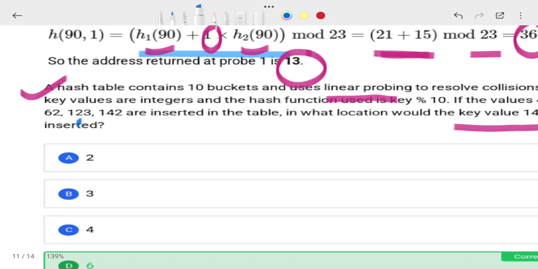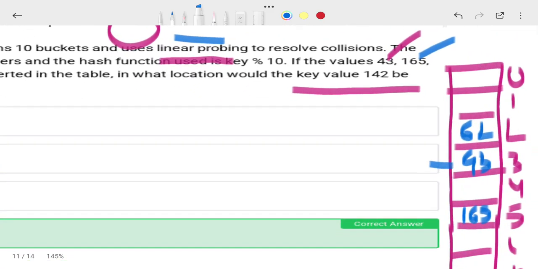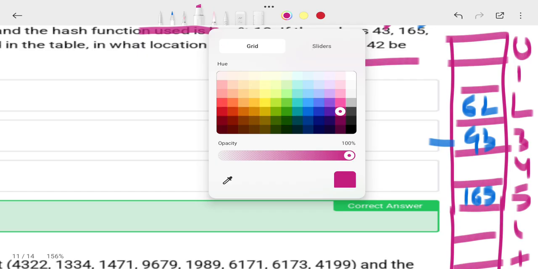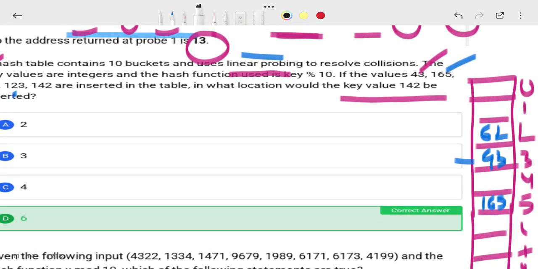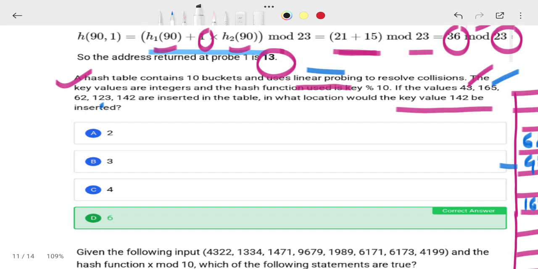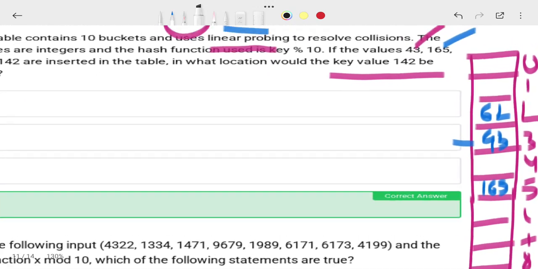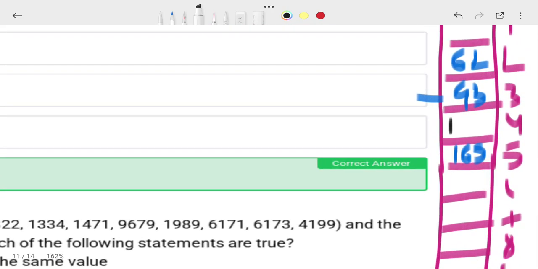What is this question? Linear probing or chaining? Linear probing. Okay. Linear probing means I will check next. So next means I will place here. So what is the value? Value is equal to 165 done, 43 done, 62 done. Now 123 will come here. Done.